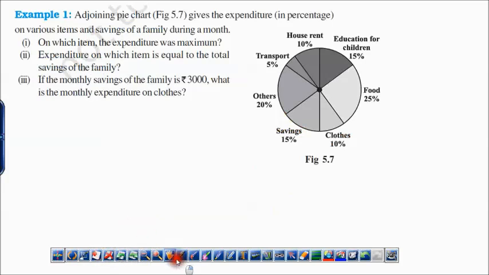Textbook example 1, where you don't have to draw, you just have to answer the questions. What is the information? It is the amount of expenditure, खर्चा, on various items of family during a month. फैमिली किस चीज़ पे खर्चा करती है उसका डिटेल्स है. फर्स्ट क्वेश्चन, ऑन विच आइटम एक्सपेंडिचर वॉज मैक्सिमम. तो ढूंढ लो मैक्सिमम खर्चा फूड पे होता है 25%.